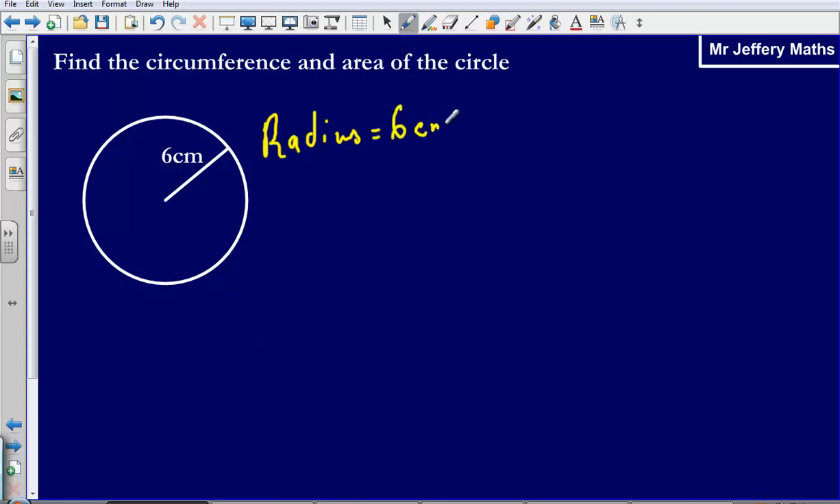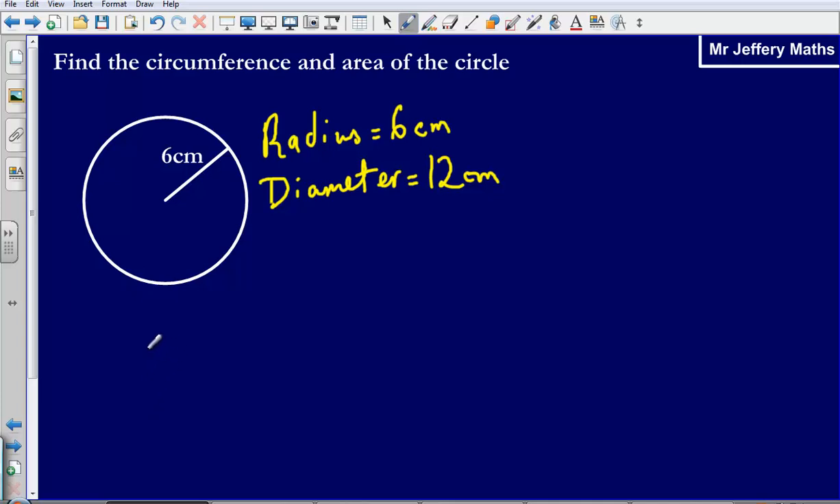and that's 6 centimetres. You don't have to write this down, but it's useful when we're using our formulas in a minute. I could also say that the diameter is going to be 12 centimetres. The diameter just being a line from the distance from one side of the circle through the middle to the other. And we can see that that would just be twice the radius.